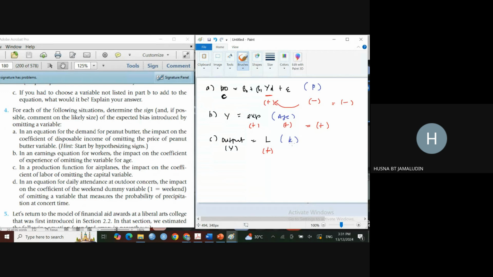The more you invest your money into capital, what happens to your output, your production? Increase. Positive. Also positive, right? So what happened? Now you have positive, so you have positive bias.